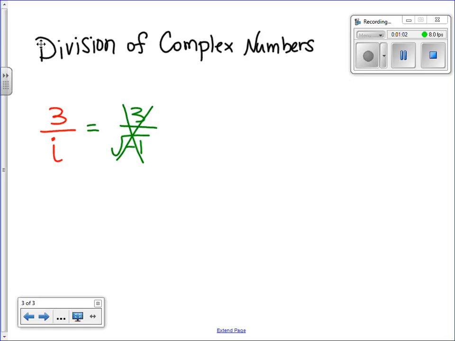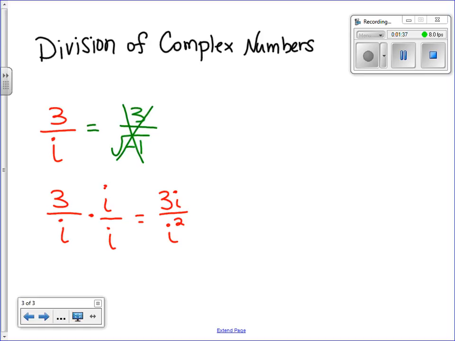So when we have something like 3 over i, we have this imaginary number in the denominator, we have to get rid of it. It's really easy to do. I can multiply by 1, but I change how 1 looks. If I do that, that's 1, right? Anything over itself is 1. I end up with 3i over i squared.